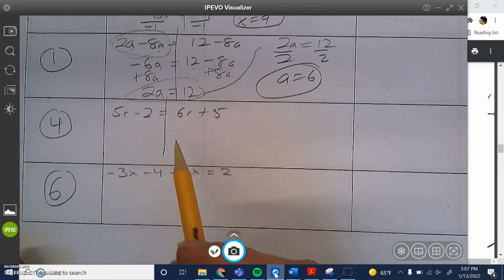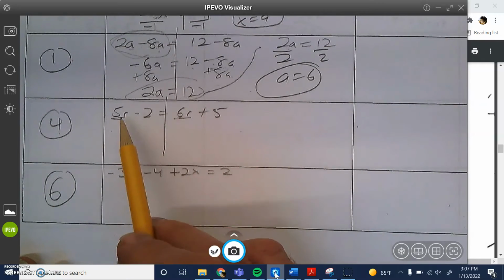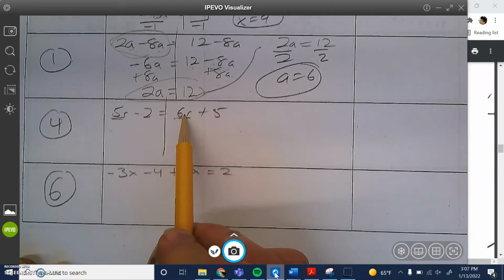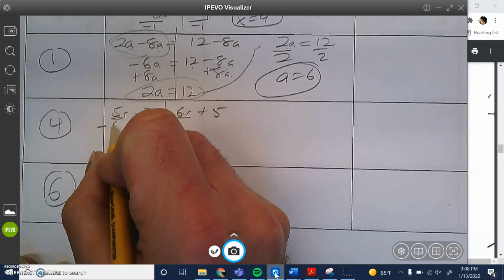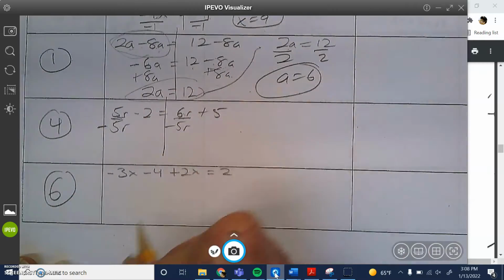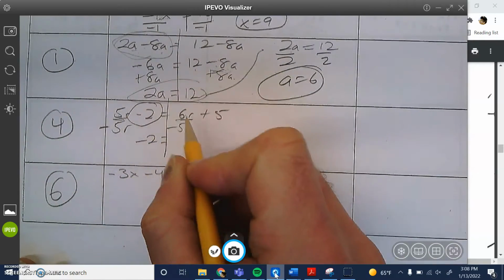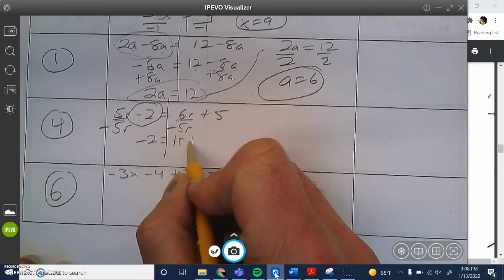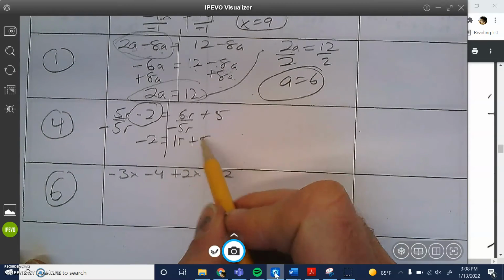When I look at these, I see R on both sides. Look at which is the least coefficient, 5 and 6. The smallest coefficient is 5, so I do the opposite of that first. What's the opposite of 5R? Negative 5R. What do I have left here? 6R minus 5R is 1R plus 5. The 5 remains there.